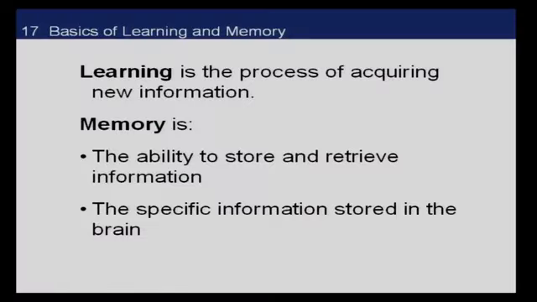Okay, great. So today we get to continue this small little snippet I started last Monday before the exam, looking at learning and memory basic distinctions. I just wanted to review basic definitions. Learning is the process of acquiring new information. Memory is the ability to store and retrieve information. And the specific information is stored in the brain. So we've been talking about neuroplasticity.